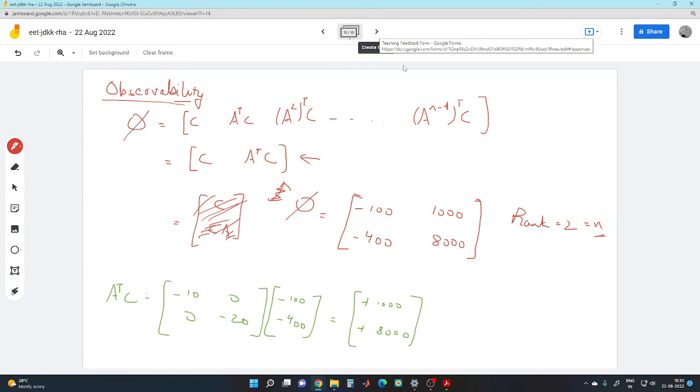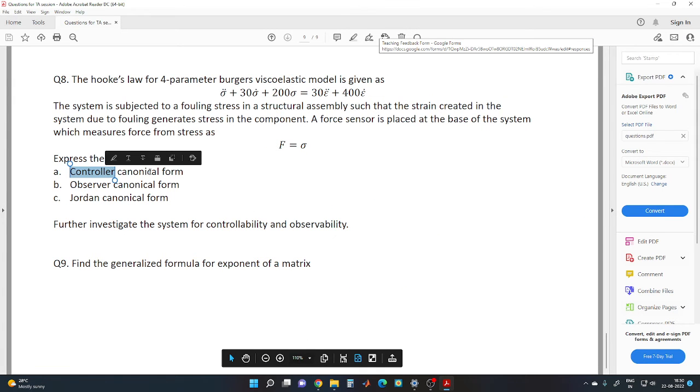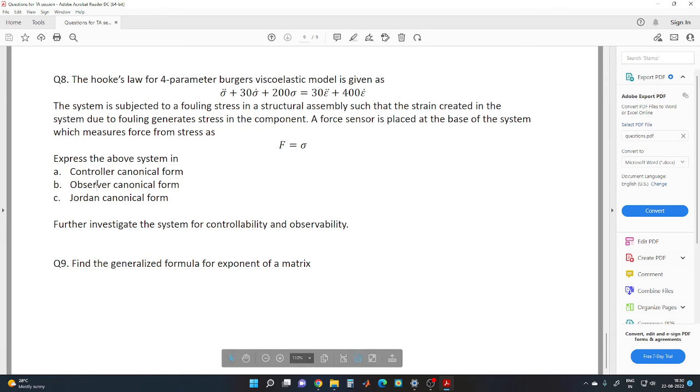So we have covered the controllability canonical form, controller canonical form, observer canonical form, Jordan canonical form. And I have used the Jordan canonical form to check for controllability and observability. But you can see that the same result for controllability and observability will be obtained using the other two forms. The matrices may differ, it is possible, but the results, whether the system is controllable or not, observable or not, will not change.